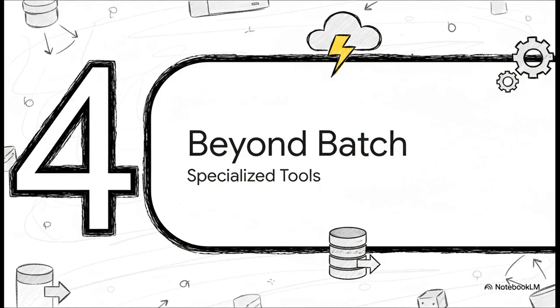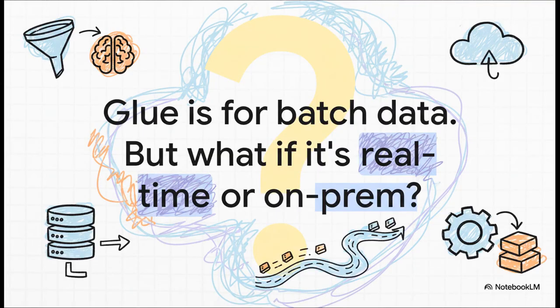Now, Glue is an absolute beast for batch processing, handling big chunks of data on a set schedule. But what if your data isn't like that? What if it's not a batch file, but something else entirely? Yeah, exactly. What if your data is a constant, never-ending stream, like from 1,000 IoT sensors? Or what if your data is trapped in an old database sitting in your company's server room? Glue isn't really built for that. For these kinds of specialized problems, you need a different tool from the AWS toolbox.